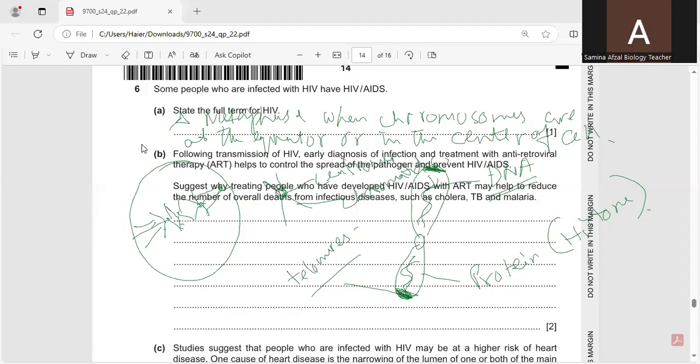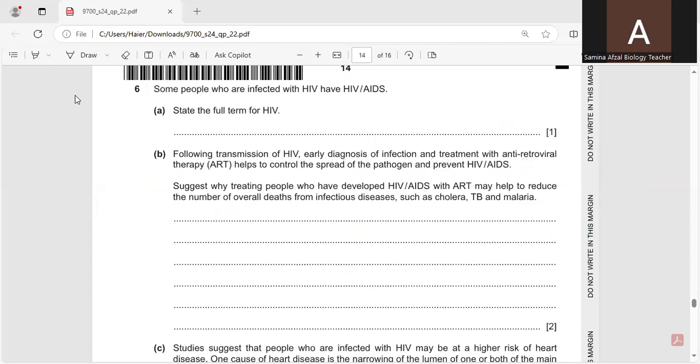So question number 6 is, some people who are infected with HIV have HIV/AIDS. State the full term for HIV. HIV stands for human immunodeficiency virus.